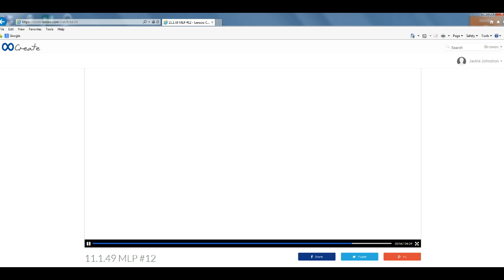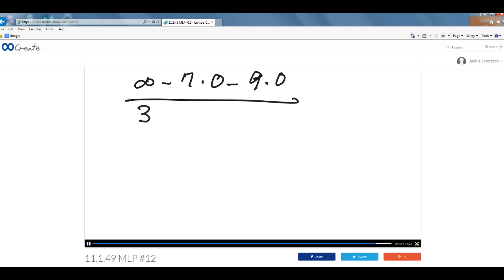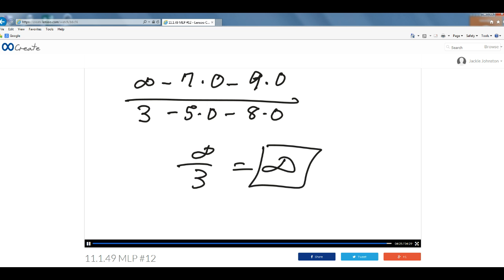Okay, so the limit as x approaches infinity of 2x is going to be infinity. The limit of 7 as x approaches infinity is going to be 7, and then the limit as x approaches infinity of 1 over x squared is 0. I'm just going to go ahead and write the rest of these out so we can see what we have here. Okay, and so we end up having infinity over 3, which is infinity, so that would be the limit of our problem.